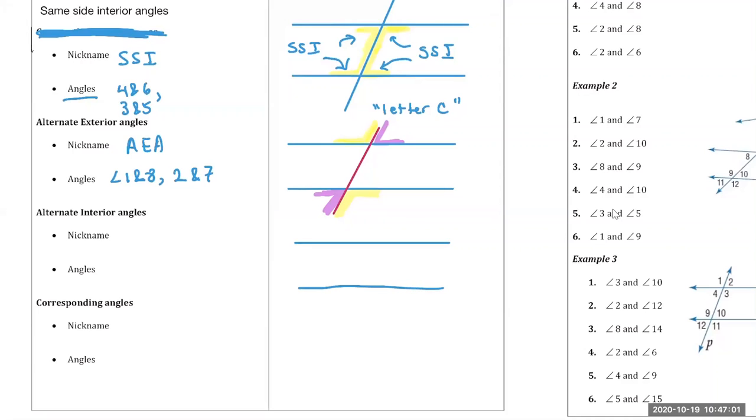Alternate interior angles and corresponding angles are more common in our discussion. And let's just practice having the transversal go in the opposite direction, because sometimes that confuses students as well. So the transversal is the toothpick. It can go in any direction through those 2 initial lines. Okay, so your nickname for this one would be AIA, alternate interior angles.